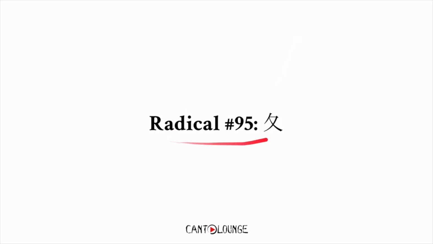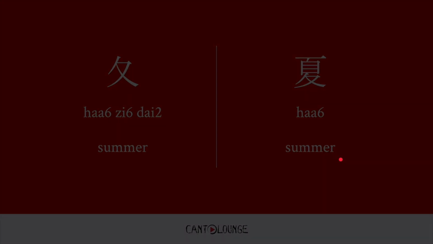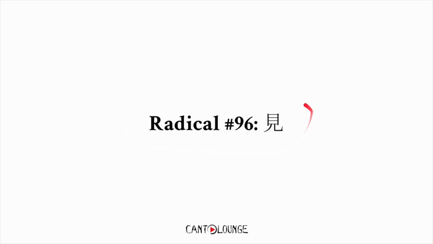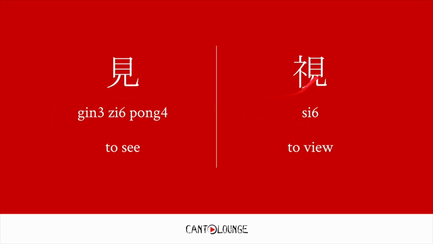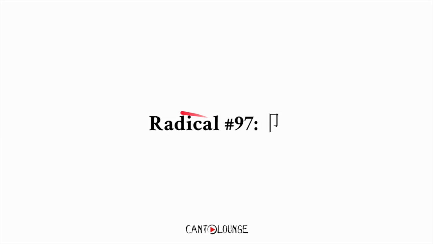And radical number 95, this is ha ji dai. That's right, it means summer. For example, ha tin ge ha, summer. And radical number 96, a standalone character that actually means to see. Gin ji pong, for example, see, to view. And gin ji dai if it's at the bottom, go, to sense.